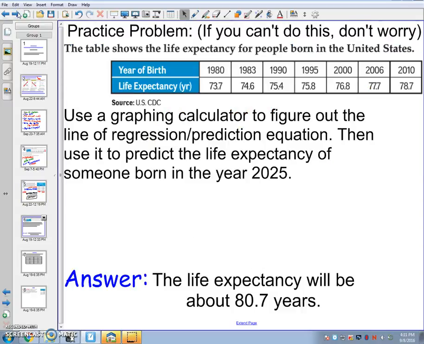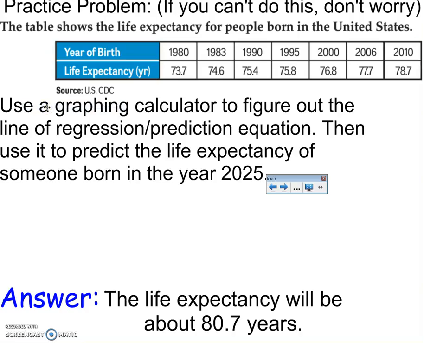All right, I'll end you with this practice problem. Now, I know you might not have a calculator. If you don't have it, that's fine. Don't worry about it. But if you do, try it. You should get 80.7 years.